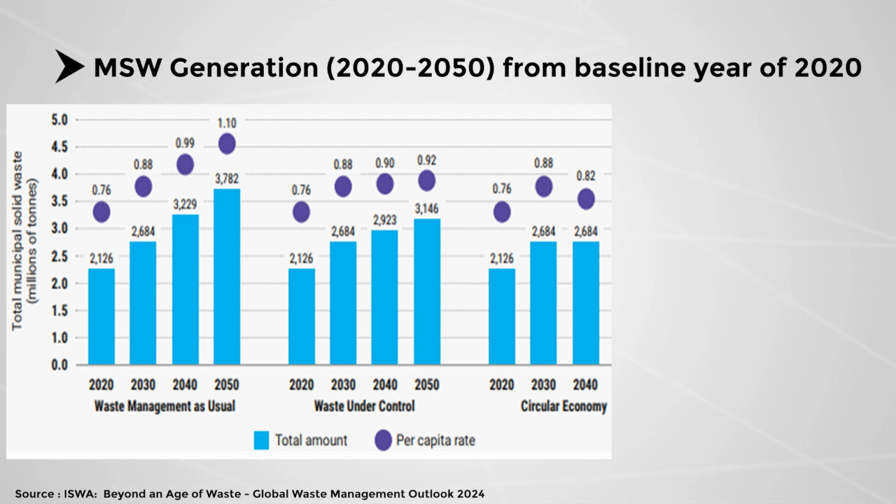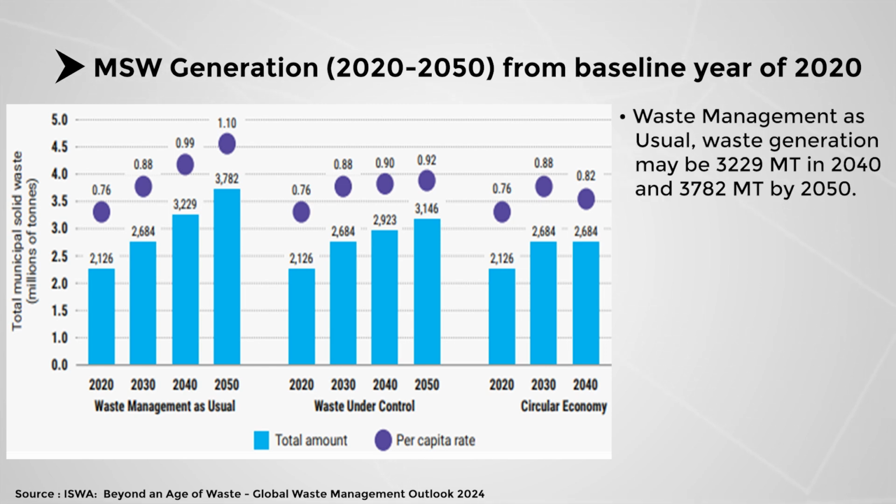Here there are 3 different situations. In the first situation, waste management as usual, as we are going. Under these situations, as per this figure, it may be 3,229 million tons by 2040 and 3,782 million tons by 2050.